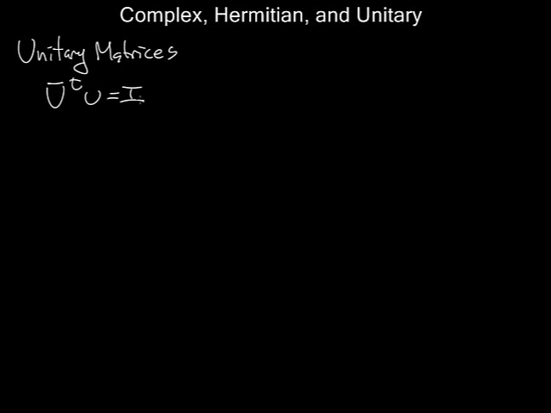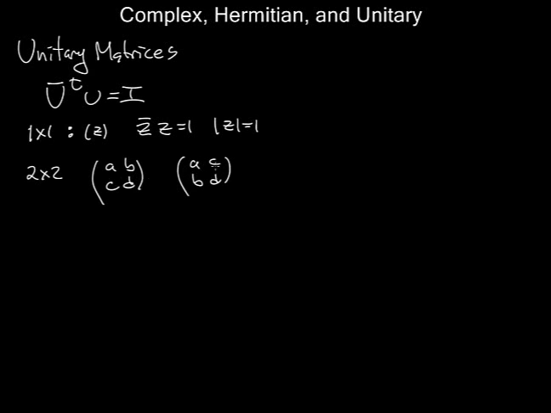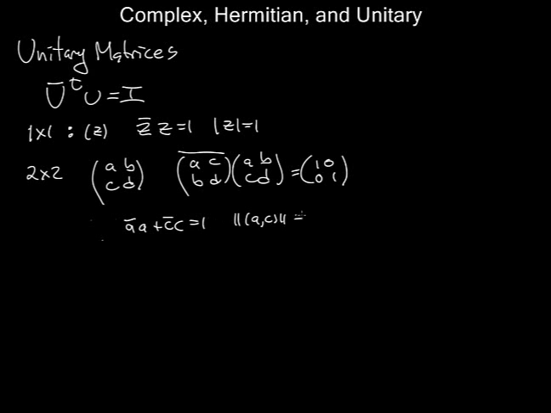So let's now talk a little bit more about unitary matrices. So a unitary matrix by definition is one that satisfies U bar transpose U is equal to the identity. So what's a 1 by 1 unitary matrix? Well, that's a number z, such that z bar z is equal to 1. The absolute value of z is equal to 1. And what about a 2 by 2 unitary matrix? Well, here's the condition. And if we write that out, we see a bar a plus c bar c is equal to 1. That says absolute value of a squared plus absolute value of c squared is equal to 1. That says that this vector has length 1.